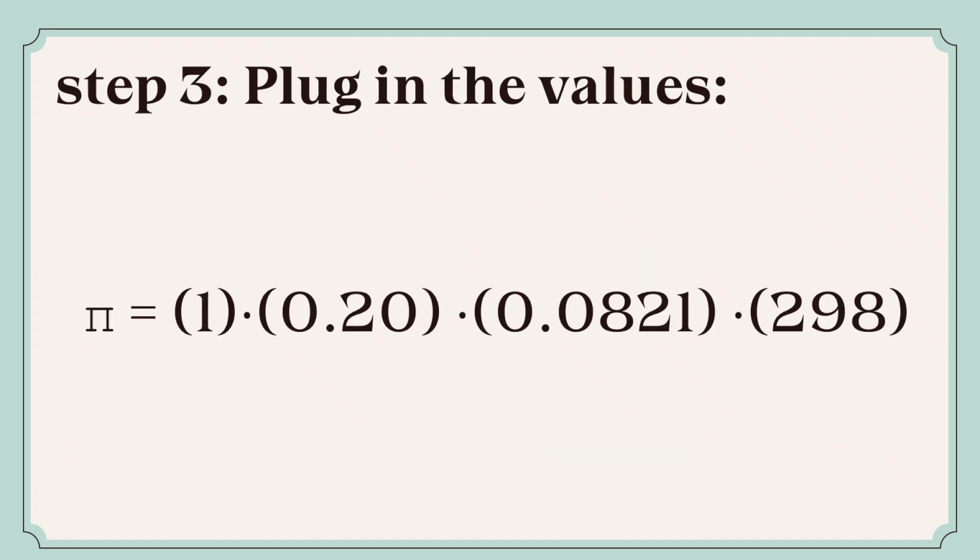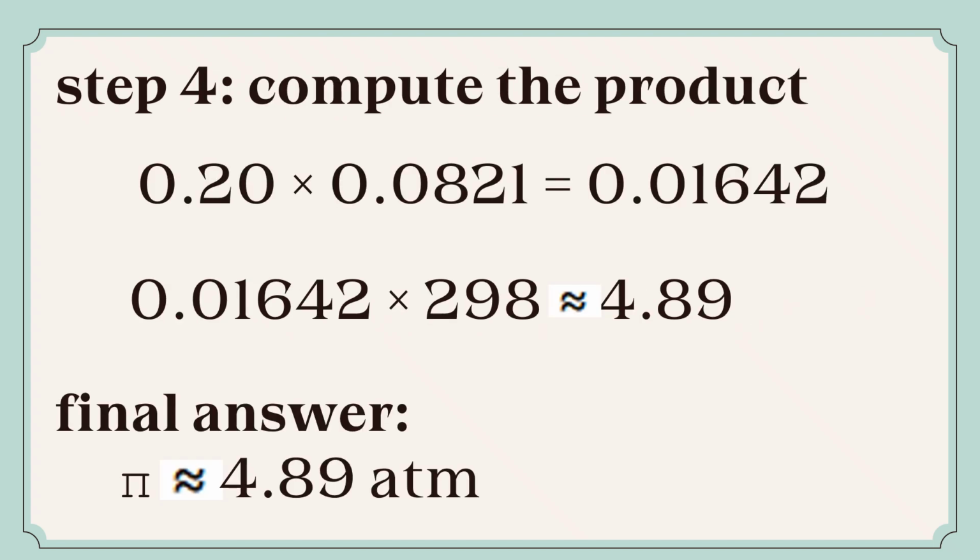Step 3 is plug in the values. Pi equals 1 times 0.20 times 0.0821 times 298. Step 4, compute the product. 0.20 times 0.0821 equals 0.01642. So 0.01642 times 298 is approximately 4.89. So the final answer is pi approximately 4.89 atmospheres.